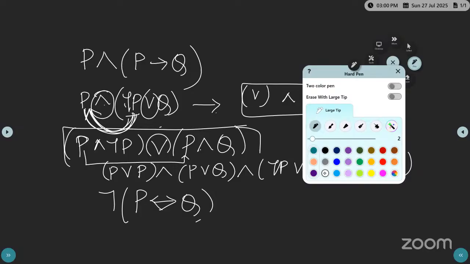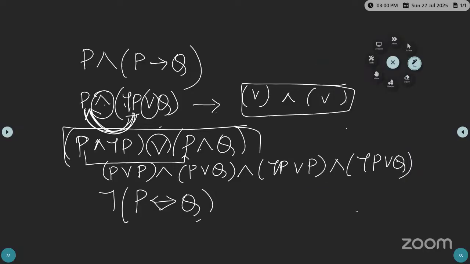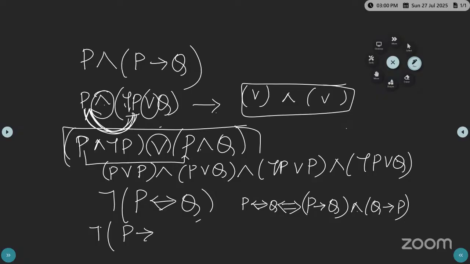See here. It will become the formula. P bi-implies Q is nothing but P implies Q and Q implies P. I told you in the morning, right? Do this one. So what will it become? I am leaving the negation here. I am writing P implies Q, okay, and what is this? Q implies P.